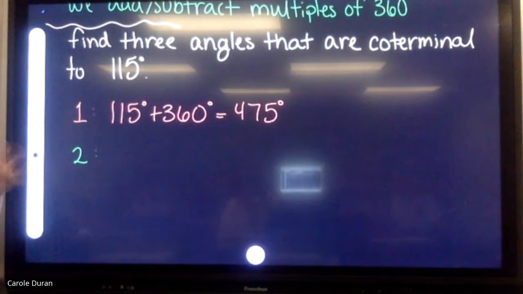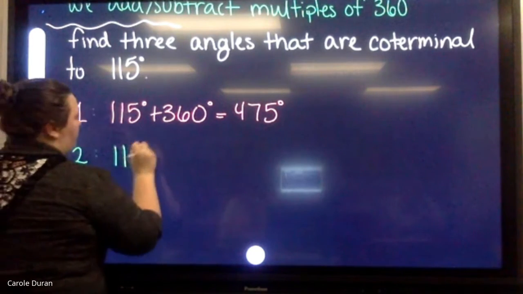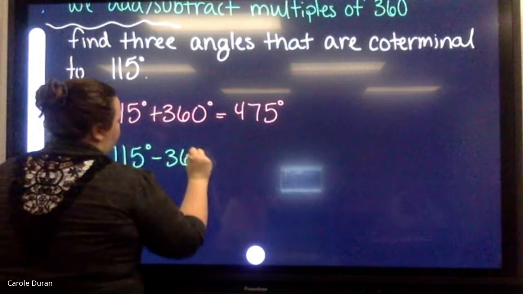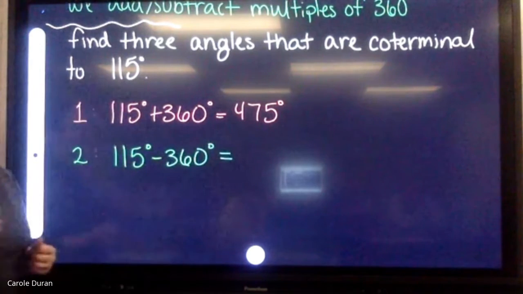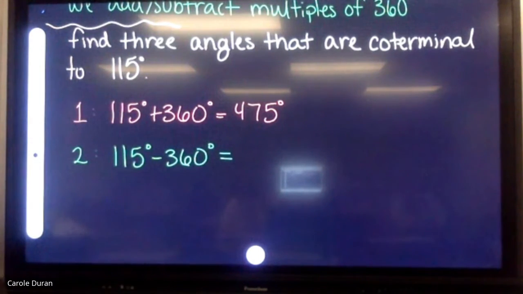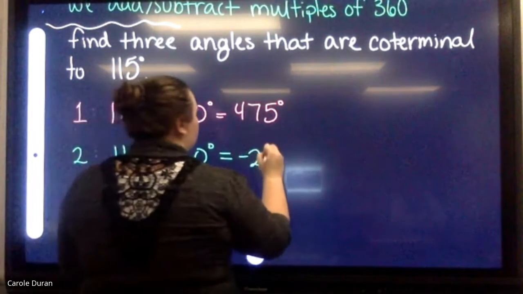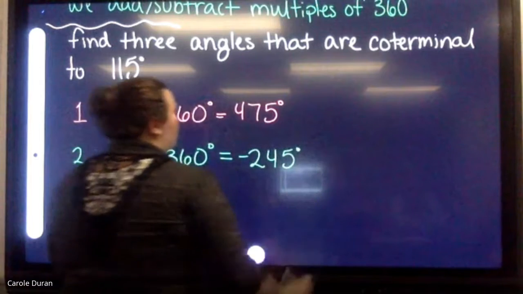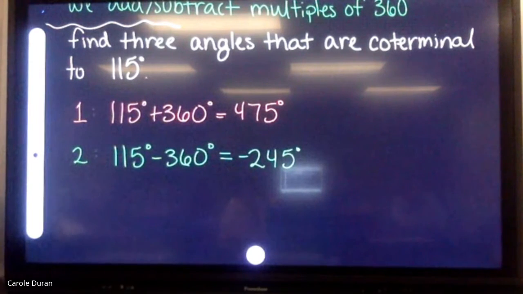Well, 115 is the one I started with, so I can't use that one again. Subtract 360. Adding 360 and then subtracting 360 is the easiest way to find two of them. So we have 115 minus 360. When I do that, what do I get? Negative 245. Okay, so we found two.